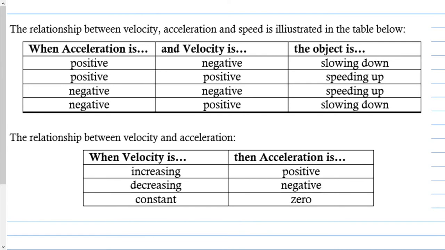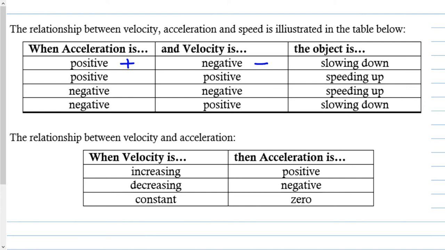Okay, so the relationship between velocity, acceleration, and speed is this. Whenever acceleration is positive, and I'm going to do this with signs because it's just easier. So whenever acceleration is positive and velocity is negative, when their signs are different, this object is slowing down.